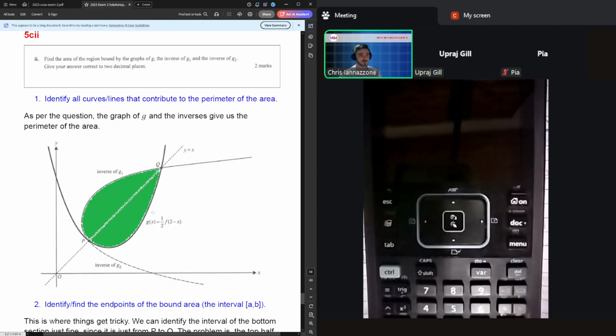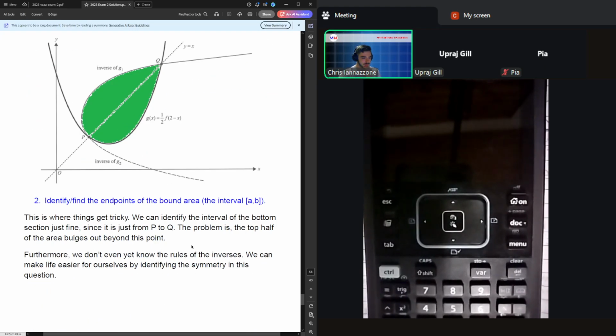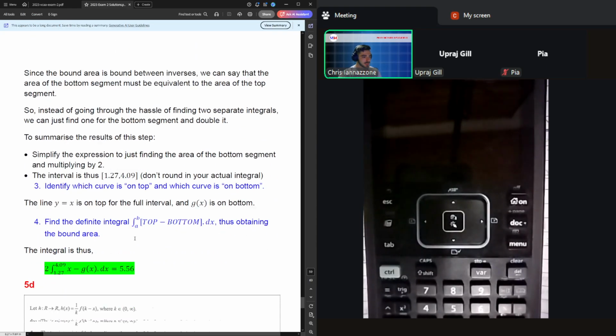Yeah. And the reason why you can be certain it's symmetrical is because this is an inverse pair, right? G of x is its own function, and then G1 and G2 make up the inverse of what G would be if it was a function. Obviously, it's a relation because it's a sideways parabola. But because you know that y equals x runs through the dead center of this inverse pair, you can be pretty certain that the top and bottom are perfect halves. And so that's what you end up doing.